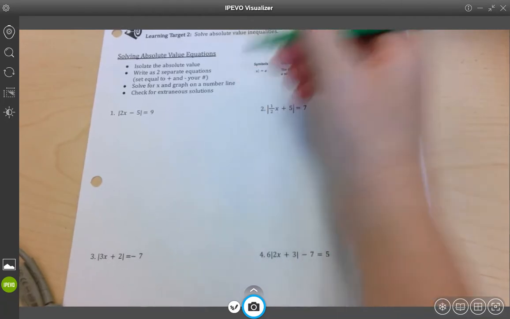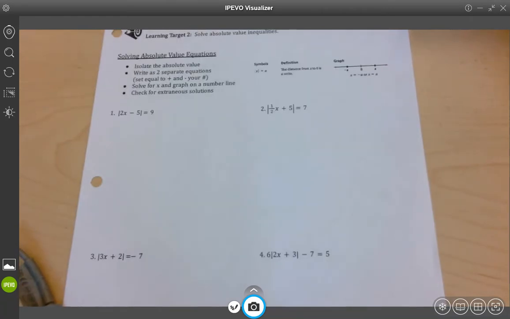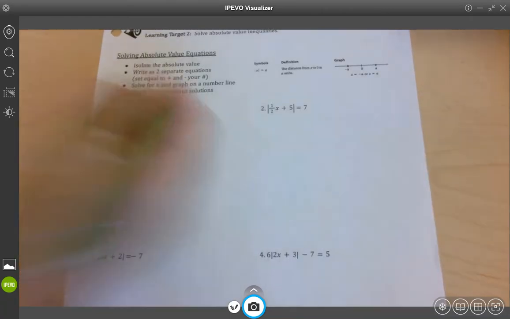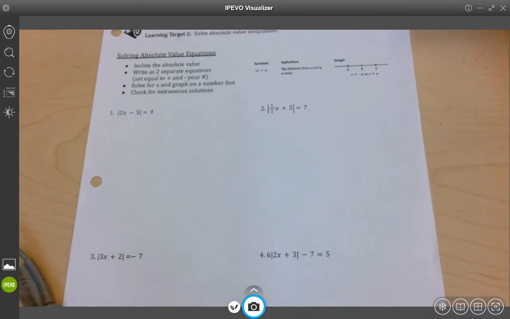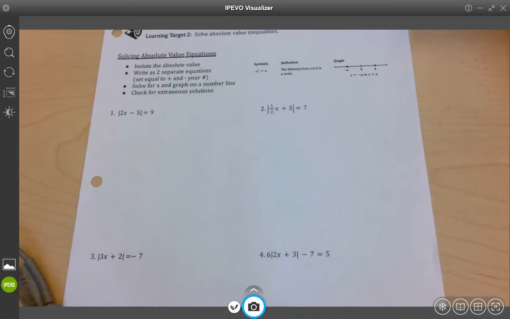Then you are going to graph your answers on a number line. That might seem a little bit silly for equations, but when we get to inequalities, you'll understand more why. And then check for extraneous solutions. An extraneous solution is when you do all the steps right and you still get a wrong answer. And I'll show you how that might look, okay?